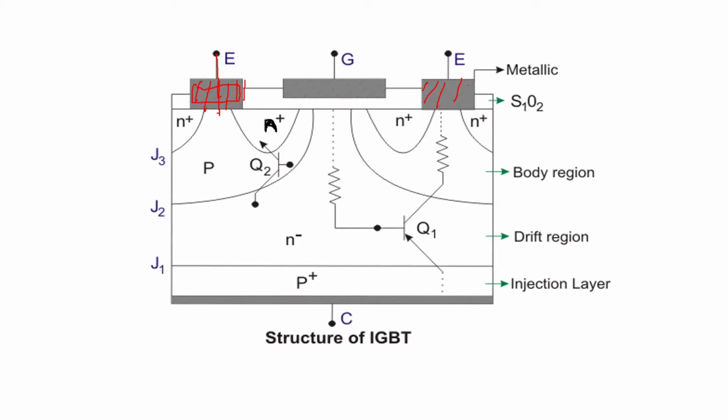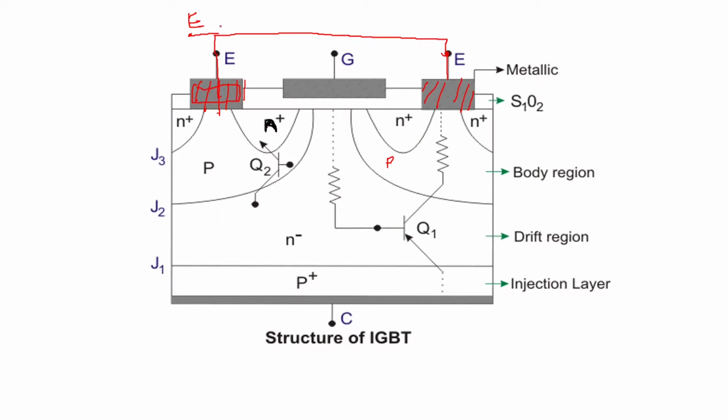This is the metal, whatever is there, and that is connected to the emitter, and that emitter is connected to N plus. This is your P type of terminal, and this is your N plus. Here both emitters are connected together, and a common emitter line is formed here. So this can be called the common emitter line.